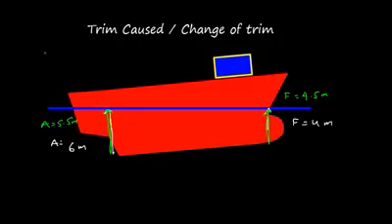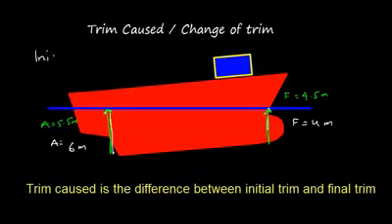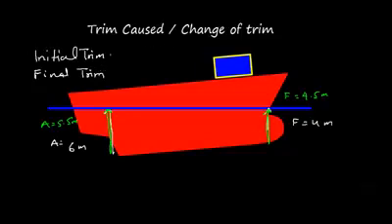The trim cost is the difference between initial trim and final trim. Well, the difference between the two is called trim cost. So here the initial trim was 4 meter and 6 meter, that is 2 meter by stern. I will just write S. So after shifting the weight, my trim has become 4.5 and 5.5, that is 1 meter by stern.